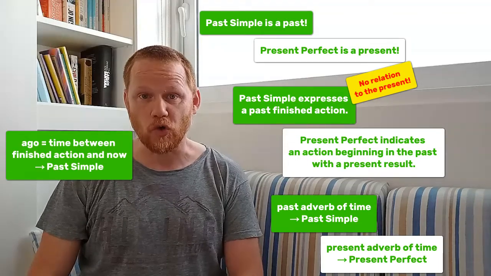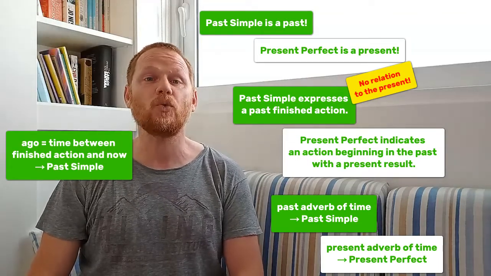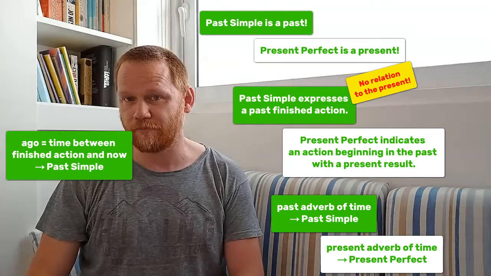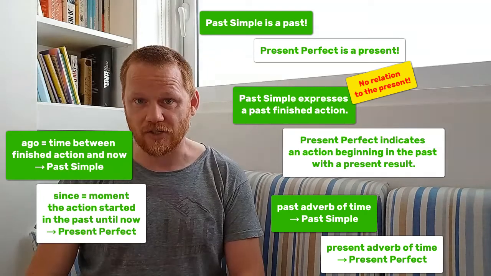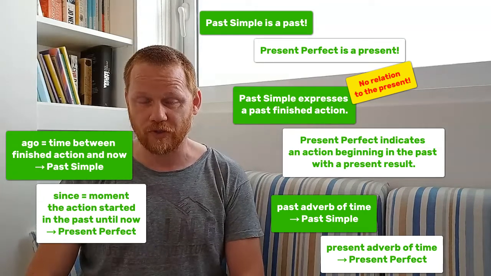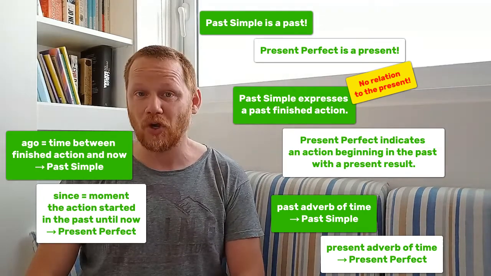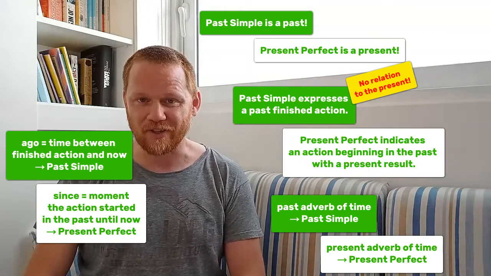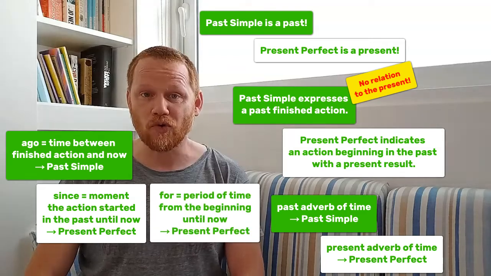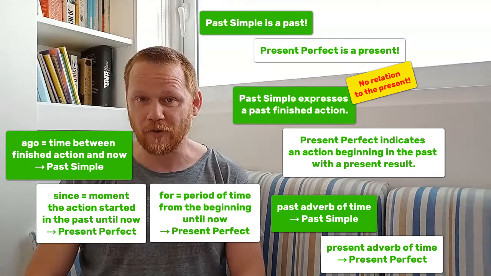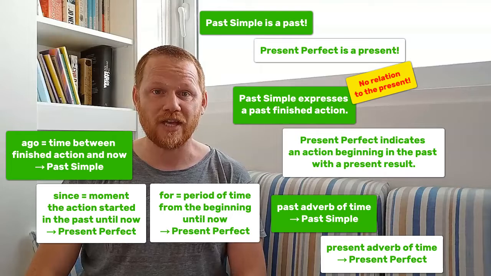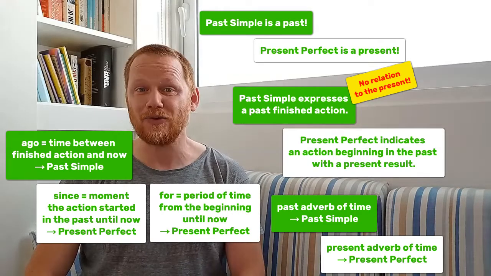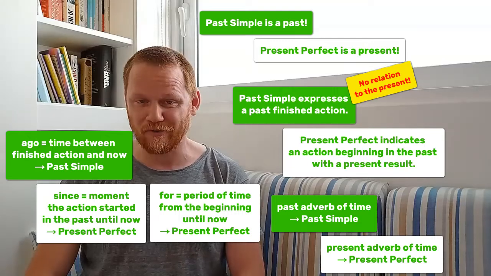When you use ago, expressing the time between a past finished action and now, you use the past simple. When you use since, describing the moment the action started, implying it is until now, then you use the present perfect. And finally, for, which describes a period of time between the beginning of the action and the present. Okay? Again, using the present perfect.